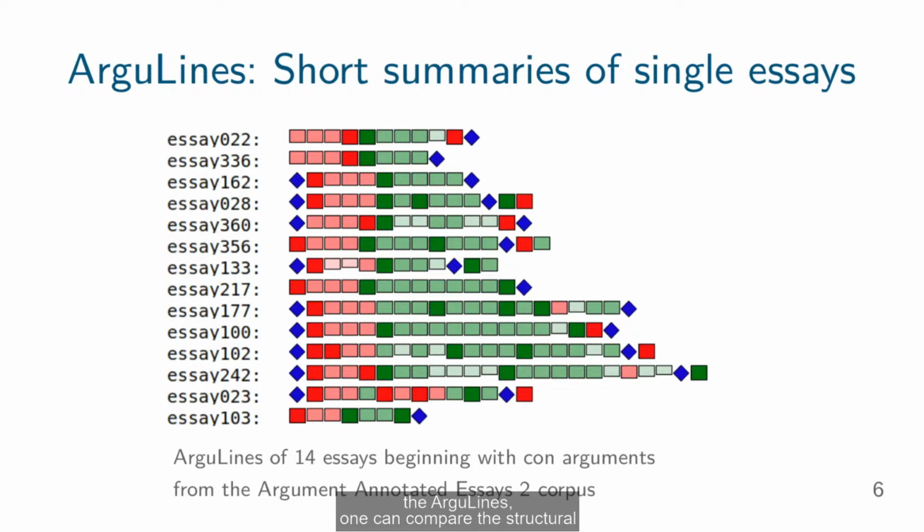Using the argulines, one can compare the structural properties of these 14 essays from the argument annotated essays 2 corpus without the need to read them. The first claim or rectangle is red in all cases, so they begin with arguments against their major claim. Nine of the essays start with a major claim shown as blue diamond in the introduction, and restate the major claim a second time later on as part of the conclusion.